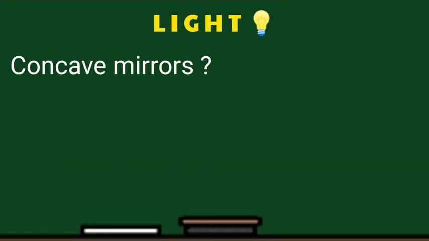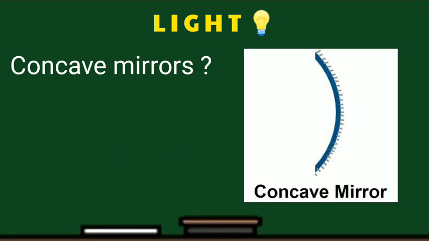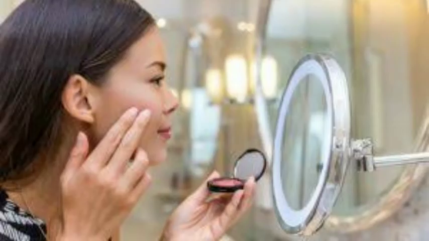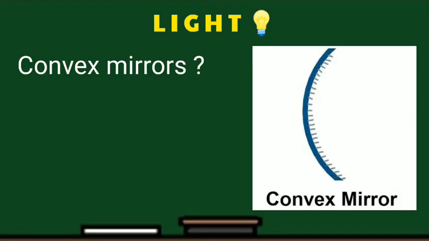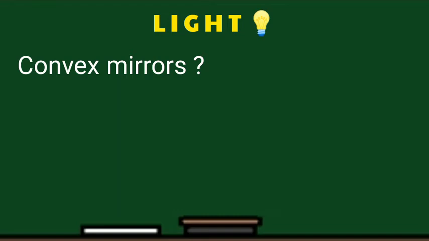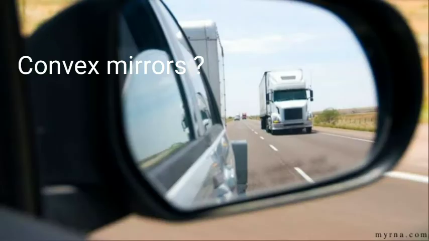Now, what is a concave mirror? A concave mirror is a spherical mirror in which the reflection of light occurs at its concave surface. Example, a makeup mirror is a concave mirror. Next, convex mirror. A convex mirror is a spherical mirror in which the reflection of light occurs at its convex surface. The image formed by this mirror is smaller than the object. Example, rear viewing mirrors in vehicles.